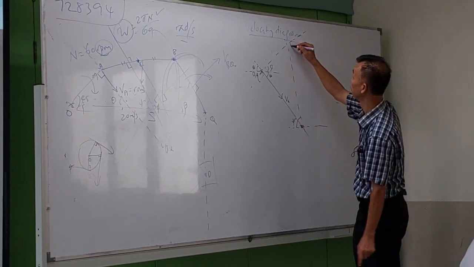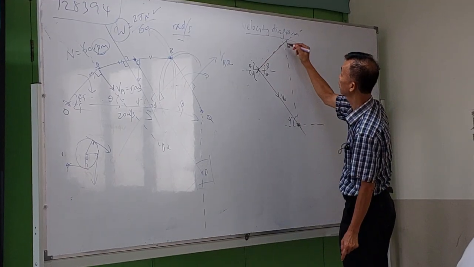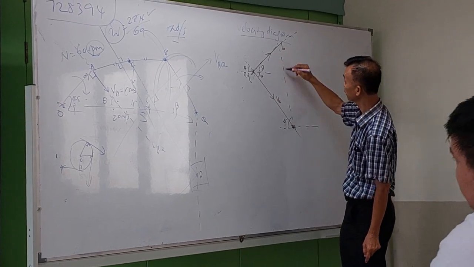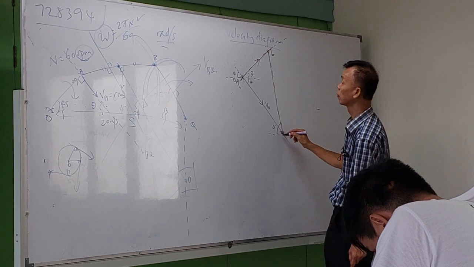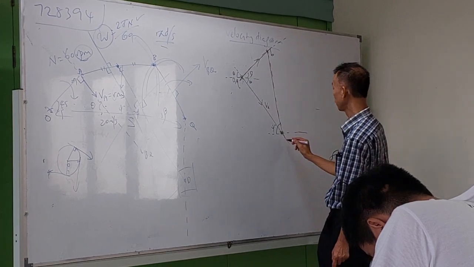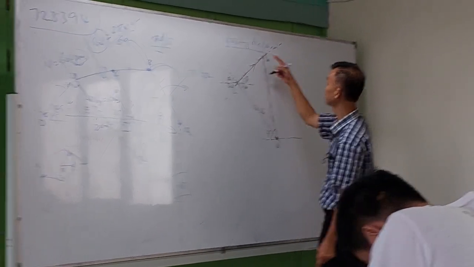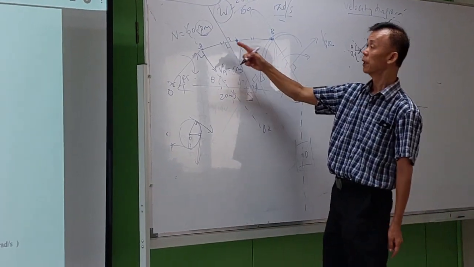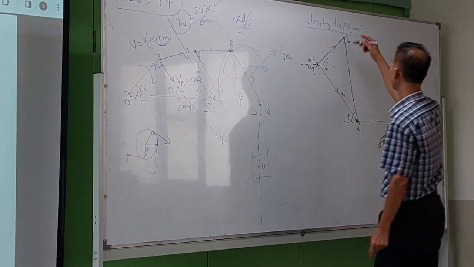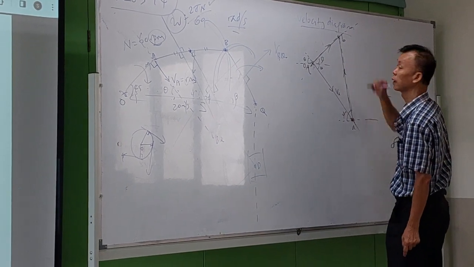Okay, so this is B. This is A. This is B. Like that. That only is correct. Now AB, because it's like that. So this is AB, like that.